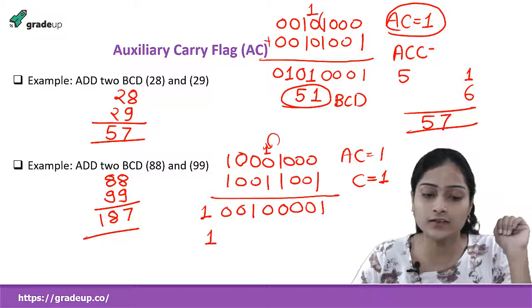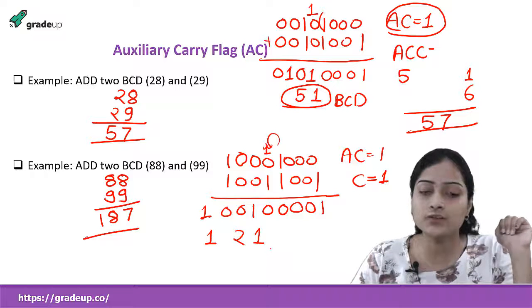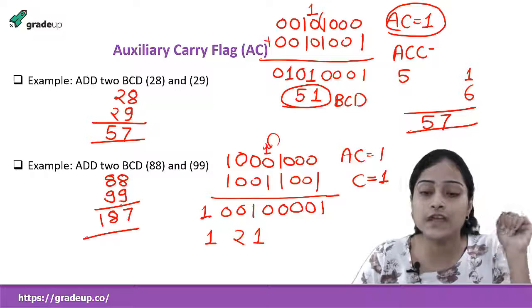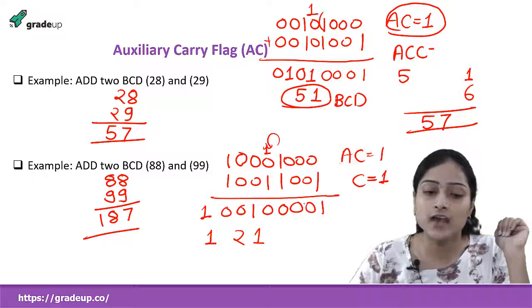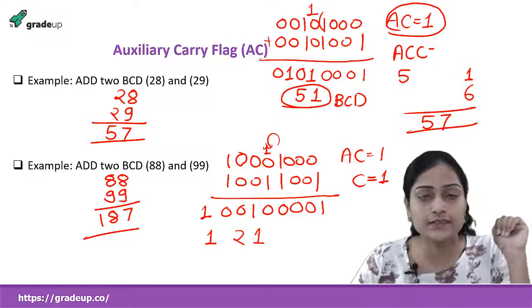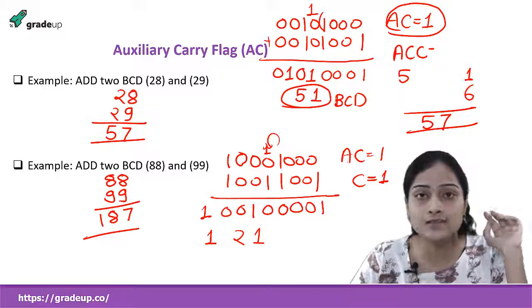It will be 1, 2 and 1. So you are getting output as 1, 2 and 1. But your correct output is 187. So see how PSW is going to deal with it again. Here lower nibble is 1, which is less than 9. So it is correct. But AC is generated.